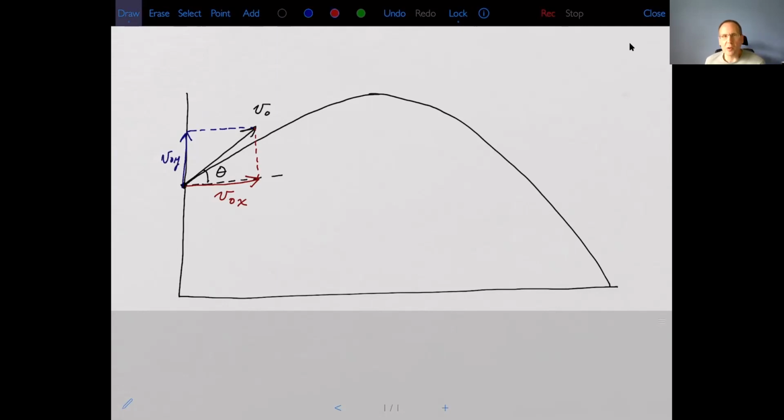Now, if we assume that there's no air resistance, and we're just talking about the X direction, are there any other forces acting on the ball in the X direction? No, right? If there's no air resistance, there's going to be no other forces acting on the ball in the X direction. So if there's no forces acting on the ball in the X direction, that means the acceleration in the X direction is 0. If the acceleration is 0, what does that entail about the velocity in the X direction? Well, it's constant. If the acceleration is 0, the velocity is constant.